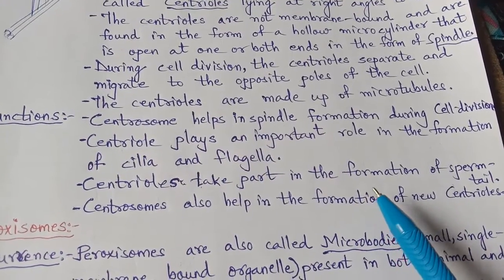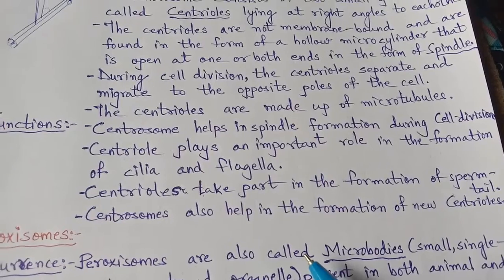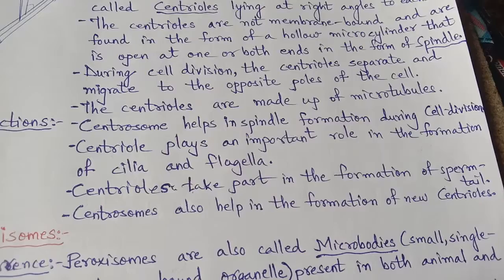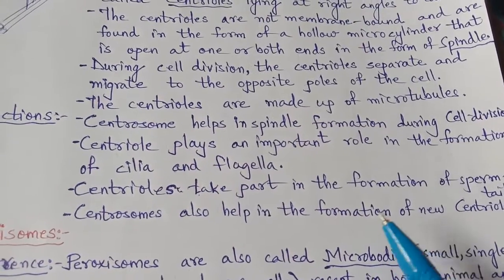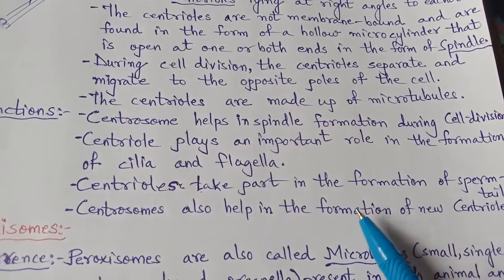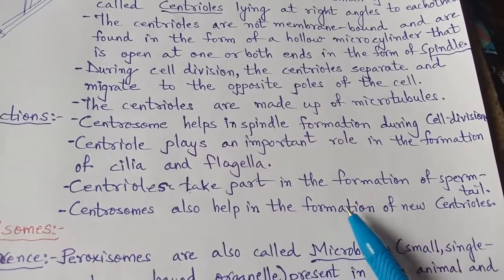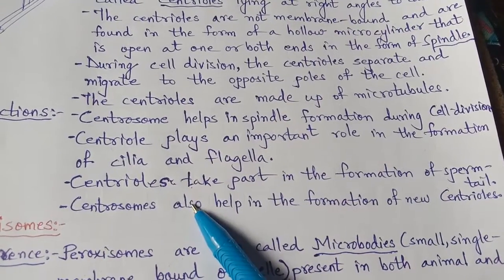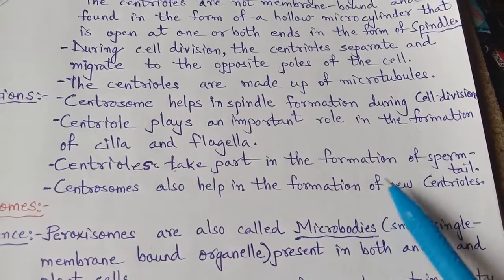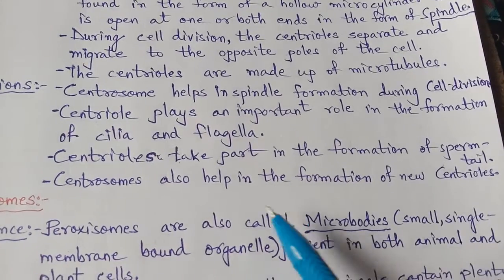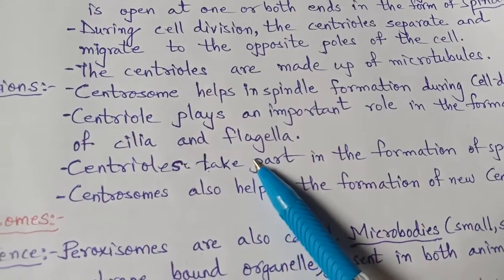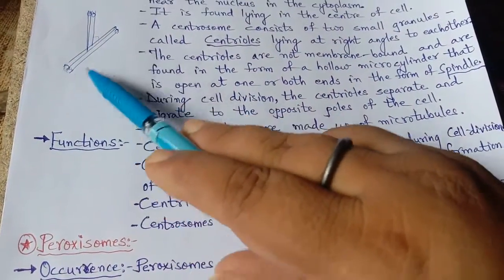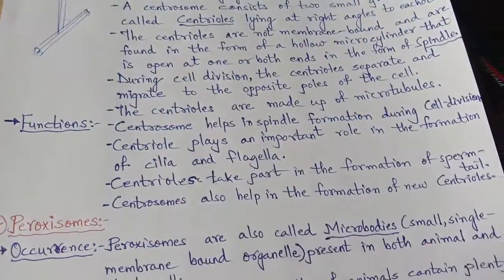Sperm cells are present in the male gametes and they have an elongated shape, head at the top and tail at the bottom. It is also shown in our different size and shapes of the cell where I have drawn that. That tail formation is because of the centrioles. Centrosomes also help in the formation of new centrioles. Centrosomes are those protoplasmic structures which are helpful to prepare such type of centrioles in a group.